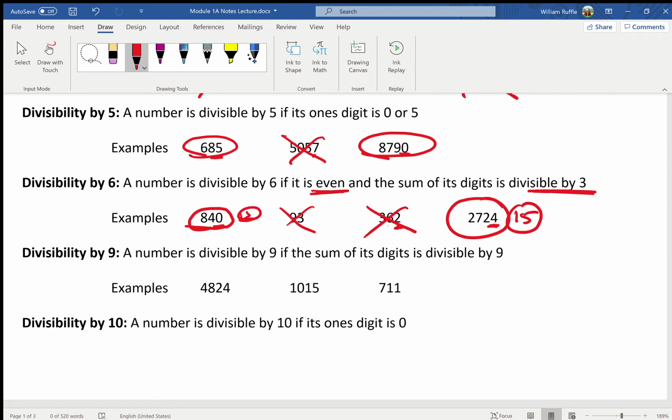Now 9 is very similar to 3. You just add up the digits and see if the sum is divisible by 9. 4 plus 8 is 12. 12 plus 2 is 14. 14 plus 4 is 18. 9 does go into 18, so 9 goes into that.